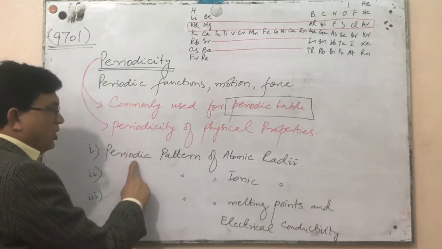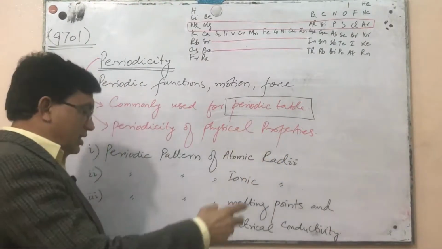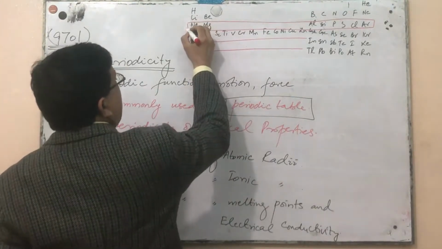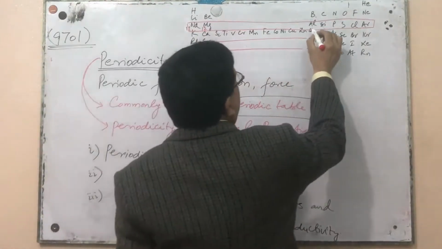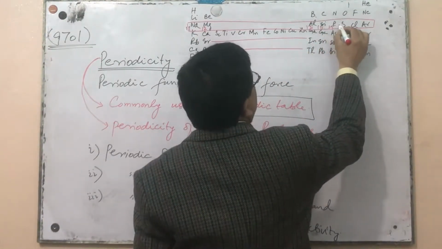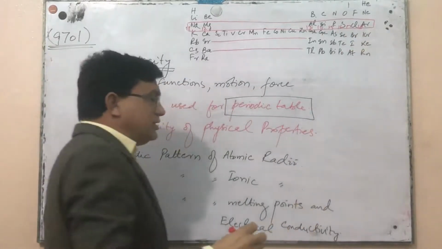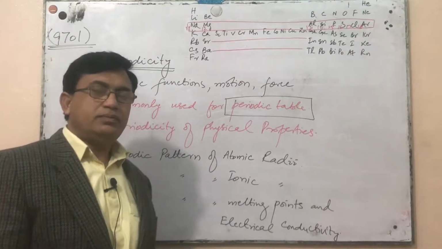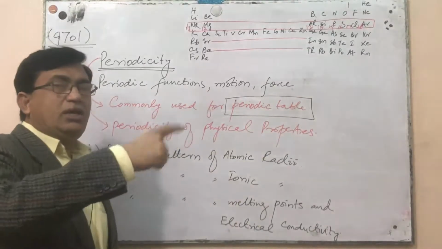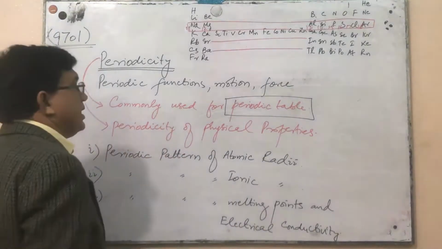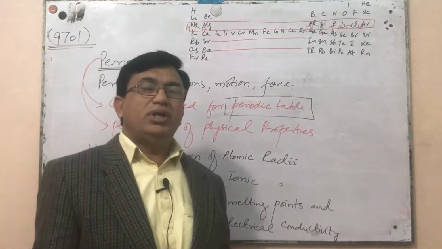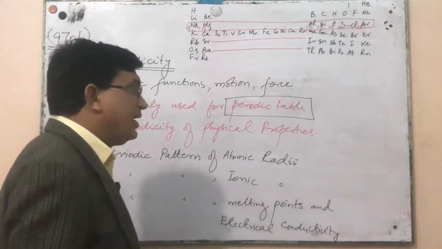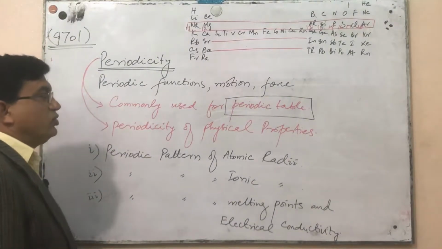Now the first property is the periodic pattern of the atomic radii. We have already learned that the proton number of the elements increases one by one. For example, the proton number of sodium is 11, magnesium is 12, aluminium is 13, 14, 15, 16, 17 and 18. As the proton number increases, the number of protons present in the nucleus also increases, and the number of electrons in the same shell continues increasing. It means that due to the increase in protons in the nucleus, the force of attraction of the nucleus on the electrons in the same shell increases gradually.